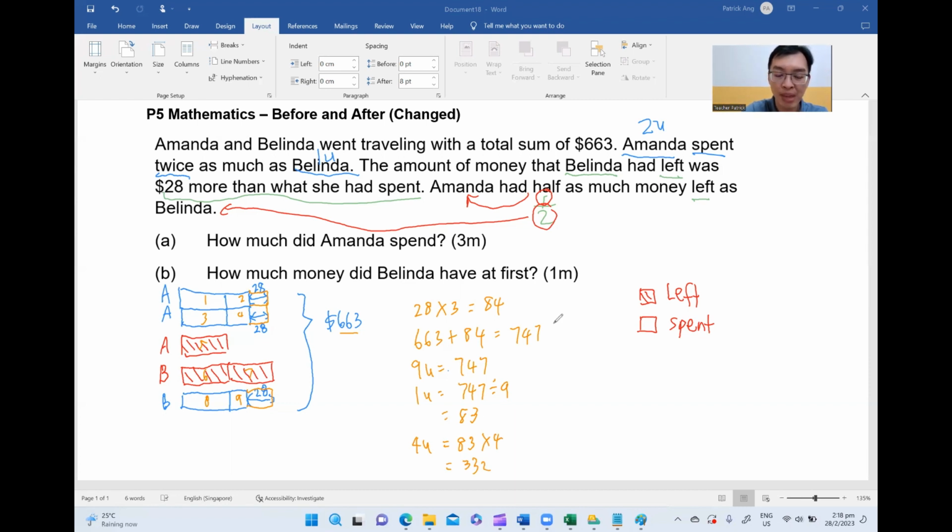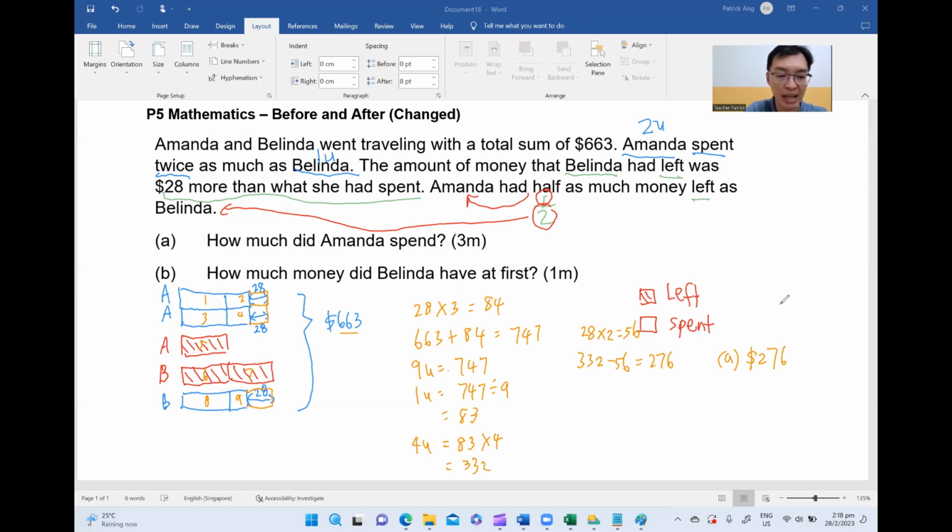But 332 is not what Amanda has spent. Don't forget, we got to get rid of those $28 that we added in. They're not supposed to be there, right? So 28 times 2, we get 56. And 332 minus 56, we will get 276. So part A, we found the answer, 276.